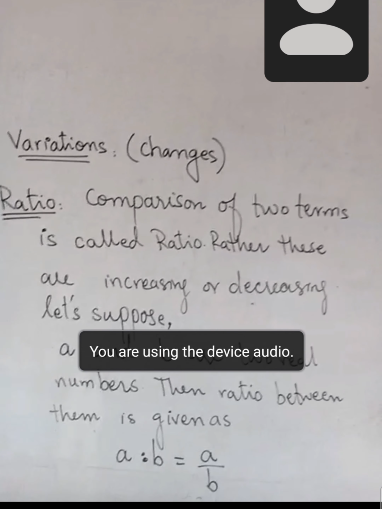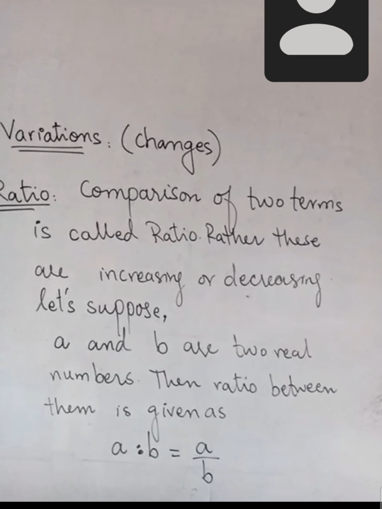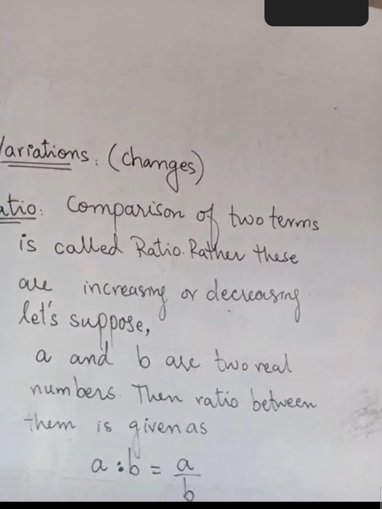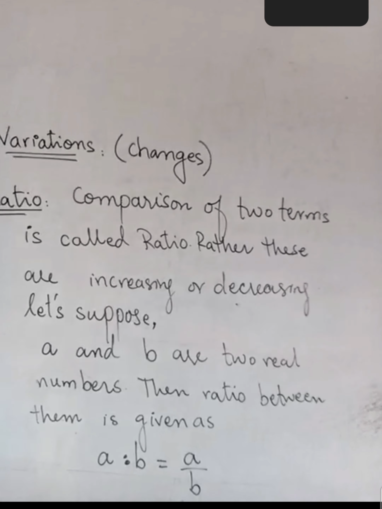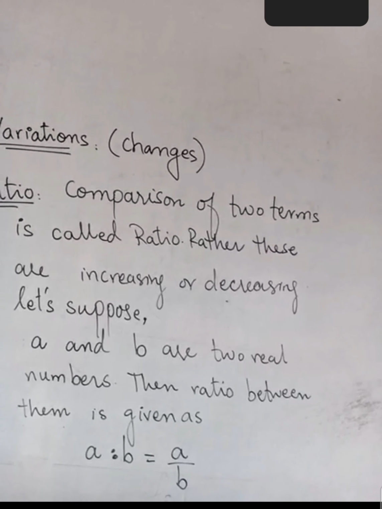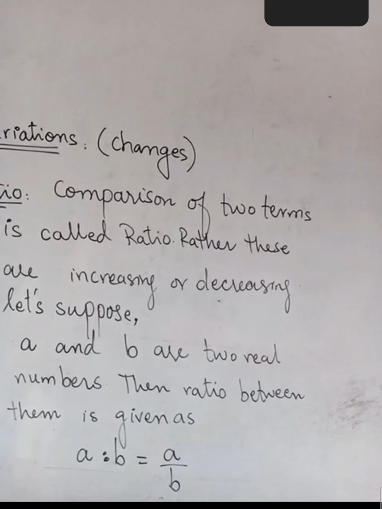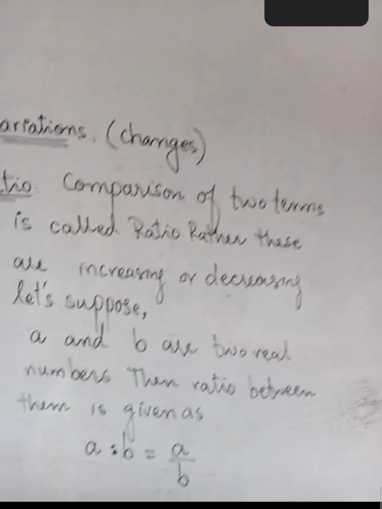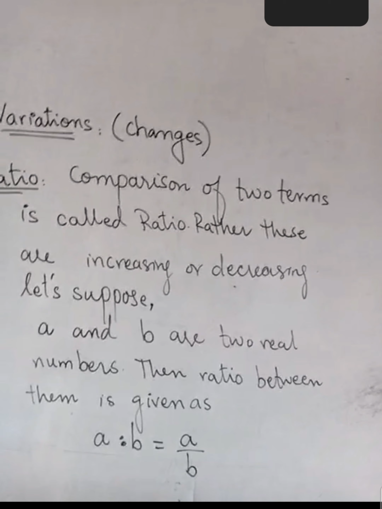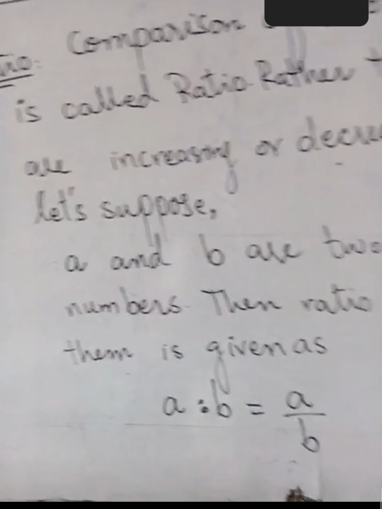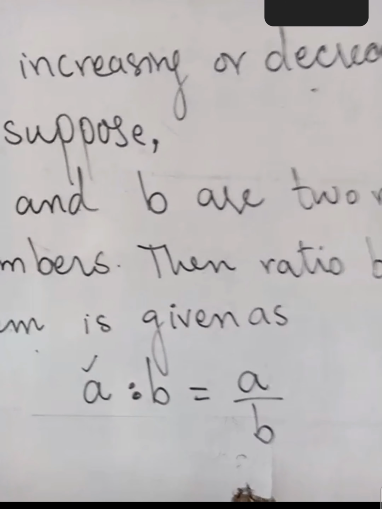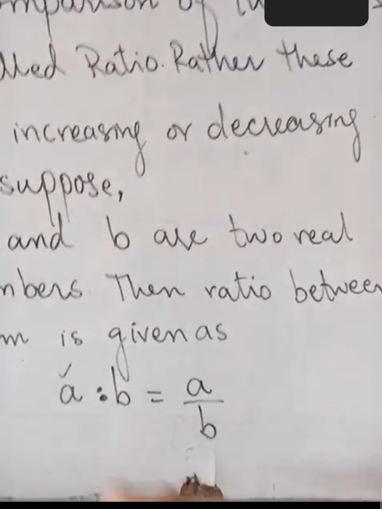In reality, the ratio between them is given as A ratio B is equal to A by B, where A is called the antecedent and B is called the consequent. A is the first term, the antecedent, and B is the second term, called the consequent.